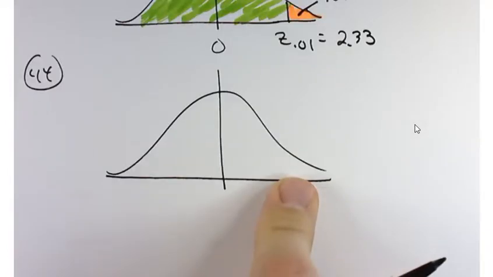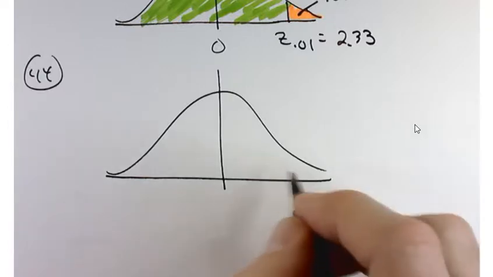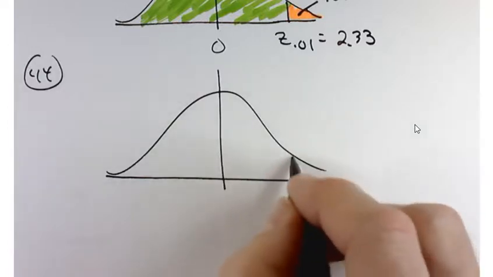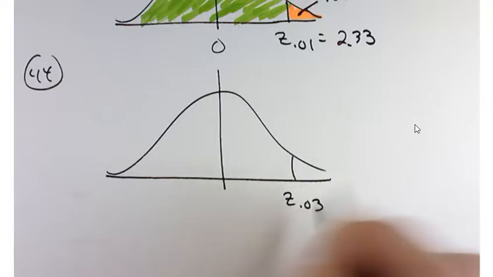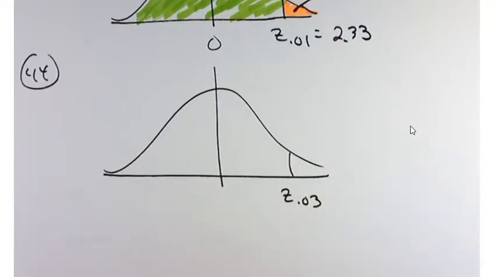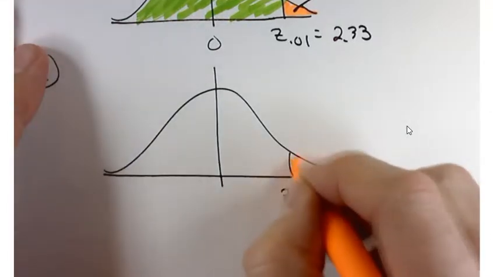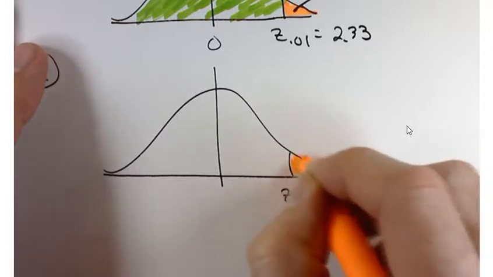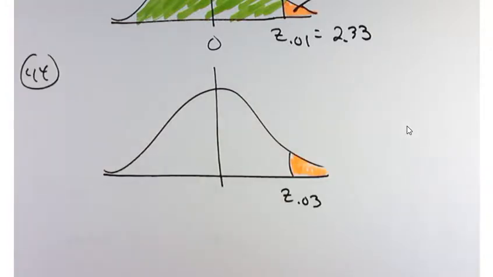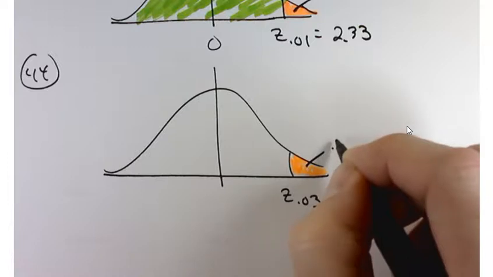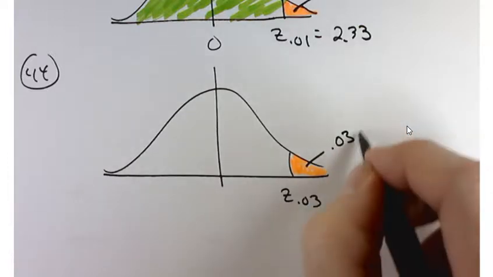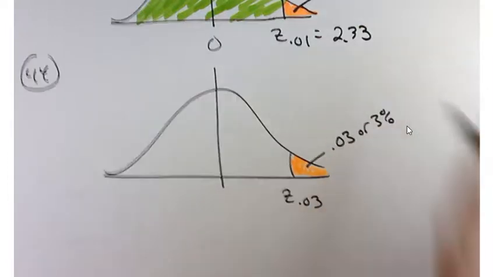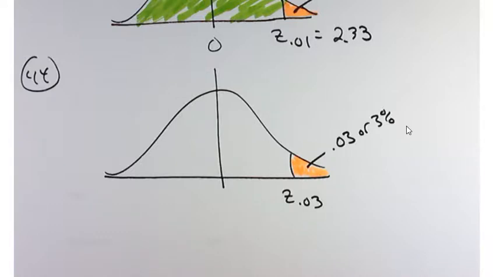That's a good one. Yeah, like that one. So this time, problem number 44, they want z sub 0.03. So that means that 3% of the area is going to be in the right tail, 0.03, or 3%. But if I want to find this value, what am I going to have to look up in the z table? What number should I look up there?